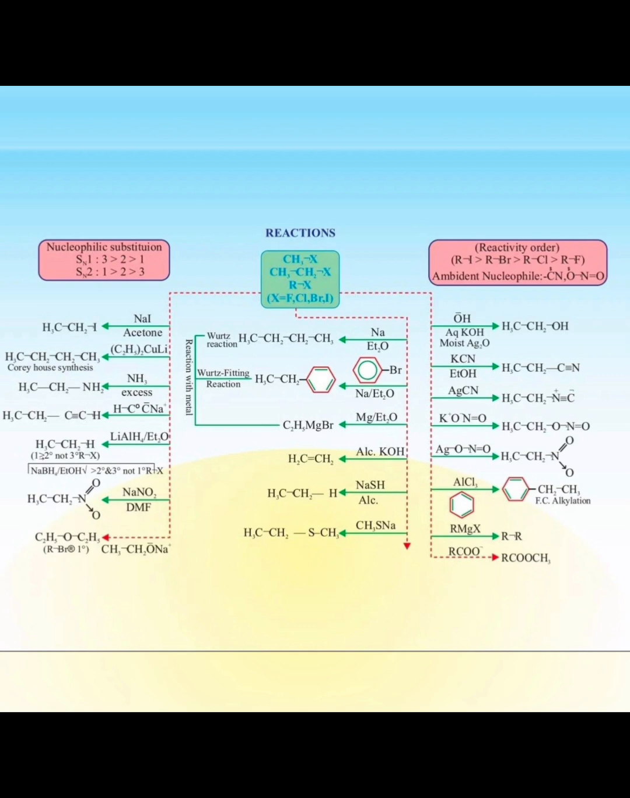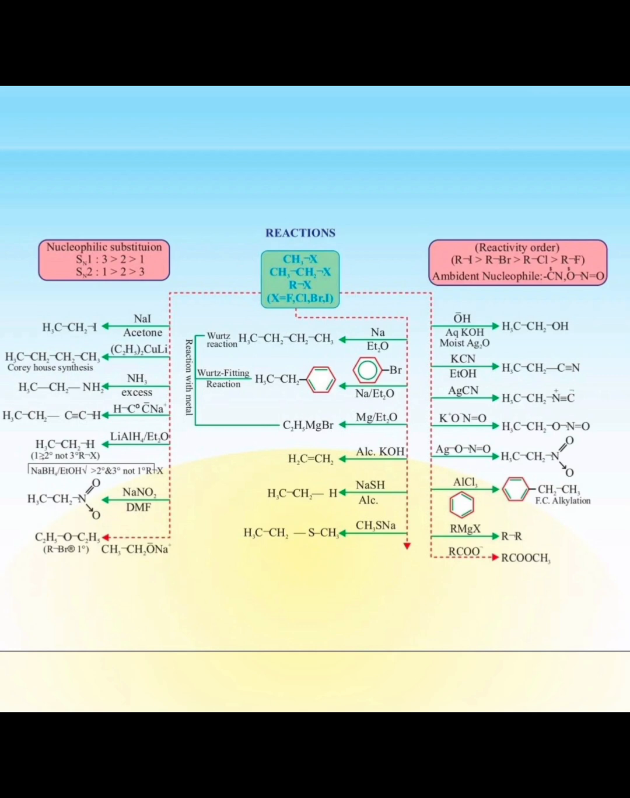Similarly, when alkyl halide reacts with benzene in presence of AlCl3, it gives you the Friedel-Crafts alkylated product, that is alkyl benzene. And alkyl halide, when it reacts with RMgX, meaning Grignard reagent, gives you a higher alkane as a major product. Alkyl halide reacts with carboxylate anion to form the corresponding ester as a major product. So these are the various chemical reactions of your alkyl halides.